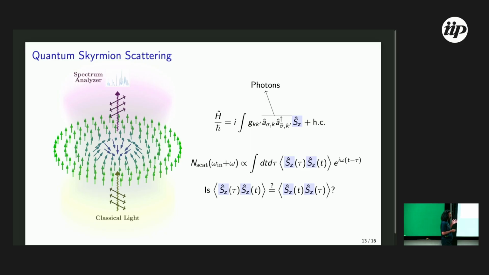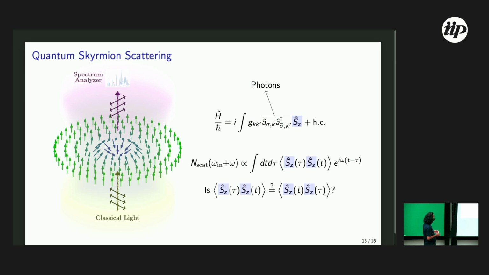And now it's a relatively simple input-output theory calculation to show that the output scattered photons at some frequency will just be given by the power spectral density of the SZ operator. So you're directly sensitive to that power spectral density. Sorry for making so many equations, but I guess here's the main point of this slide, where if SZ at different times commute, then this scattered output will be symmetric in frequency. So it's kind of like if SZ is behaving classically, then we have a symmetric spectrum. Otherwise, we may not have.